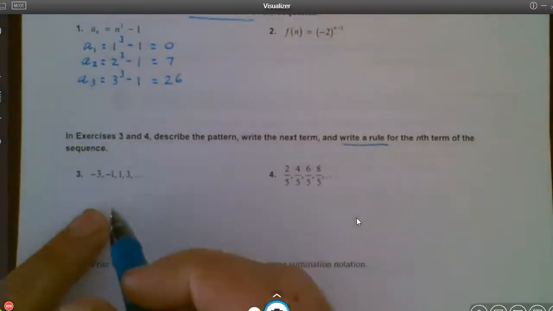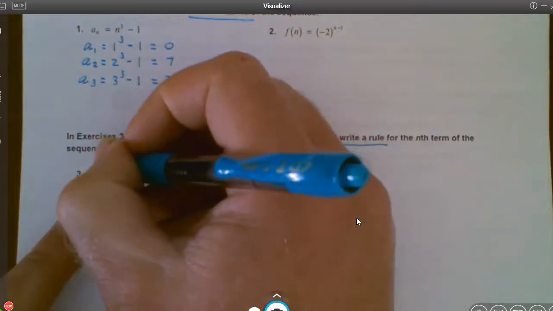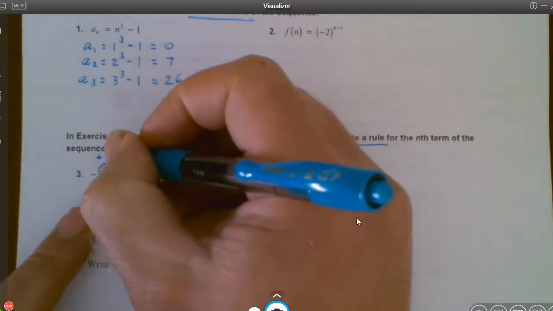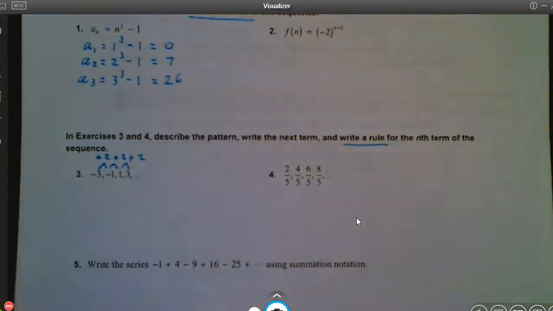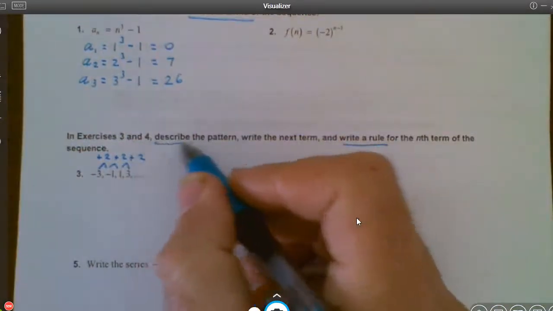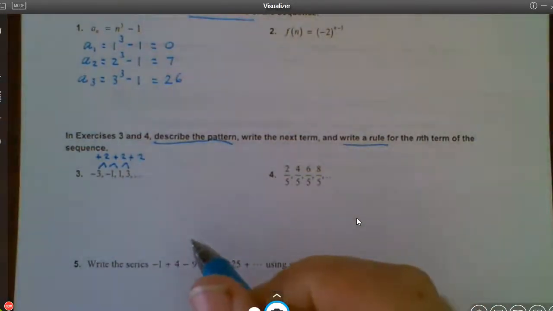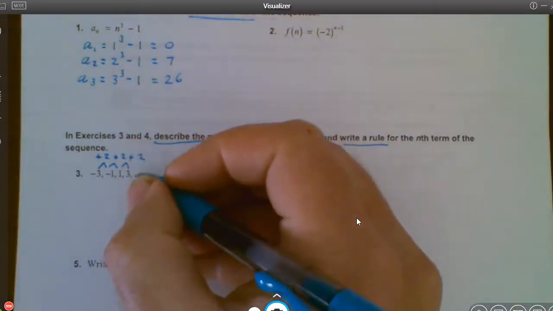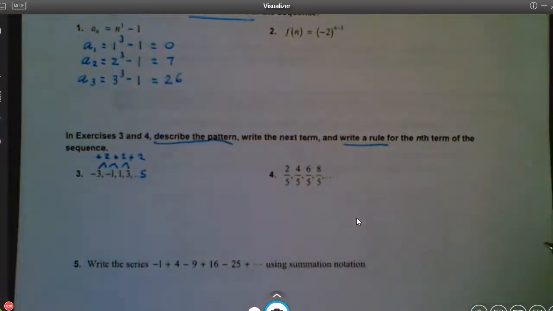But as I look at this, so just describing the pattern, like I can see, well, it looks like I am adding 2 every time to get the next term of the sequence. Right? You can see that works all the way through. So real simple. That would be this guy. That would be the description of the pattern, would be to say, well, I'm adding 2 every time to get the next term. The next term, well, if I add 2 again, I can see that my next term in the sequence would be 5.